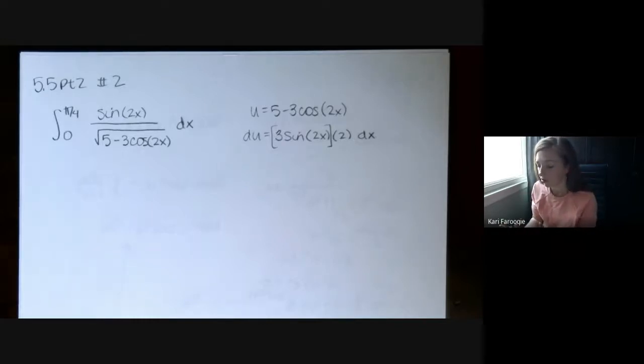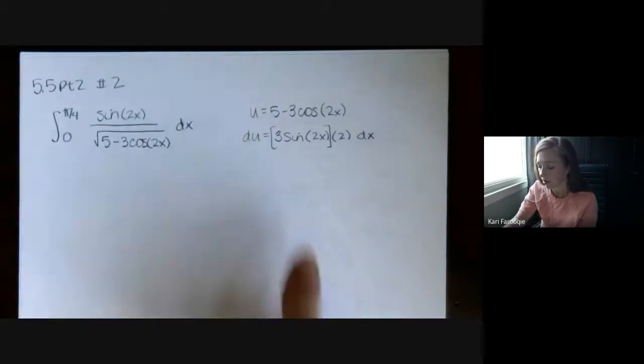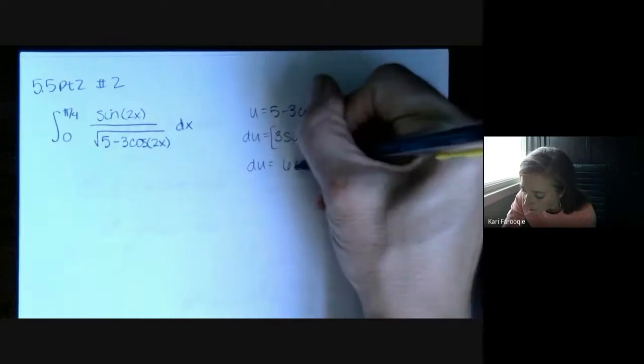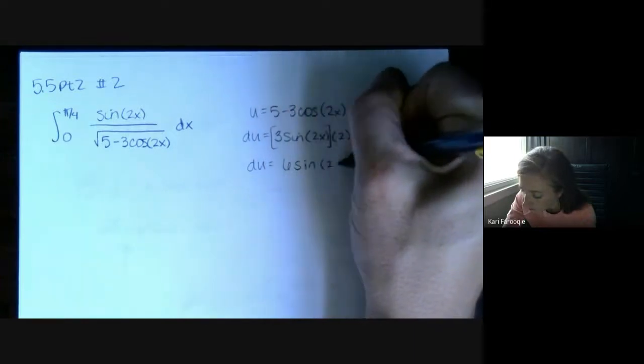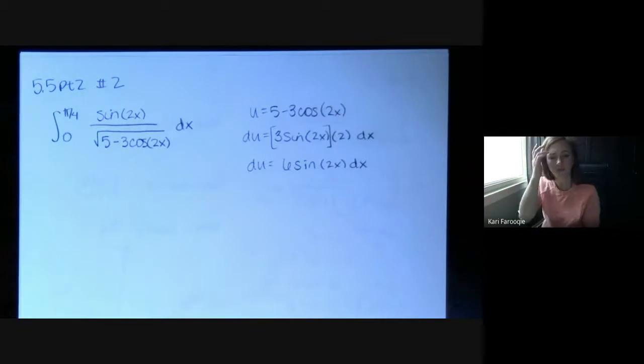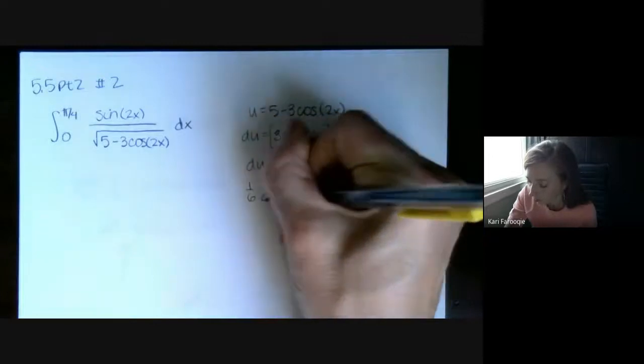Okay, so the derivative is du is 6 sine 2x dx. Wonderful. Okay. Now, we'll go ahead and say we have 1/6.